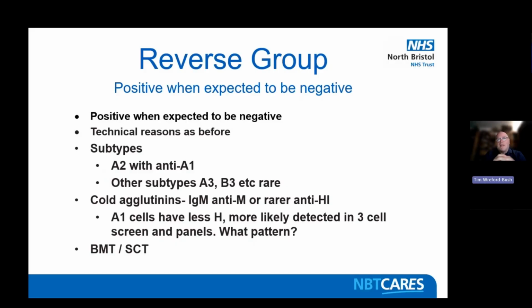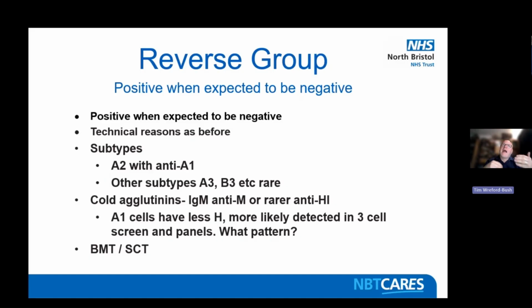Then you've got other subtypes, A3, B3, etc. But they are quite rare. I've never seen one. Then you've got cold agglutinin. IgM anti-M is a classic. If the reverse cells are M positive, you may suddenly find that you're getting positivity when you are not expecting it. And usually IgM obviously works sort of directly, and therefore you can pick it up. Then you have the rarer anti-HI.